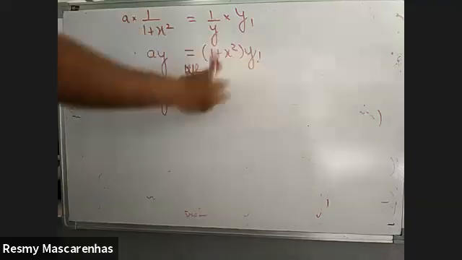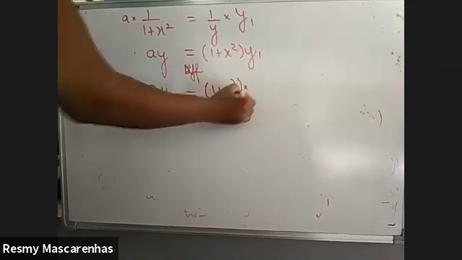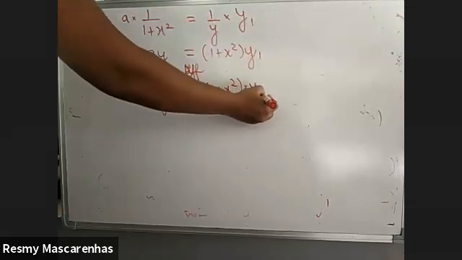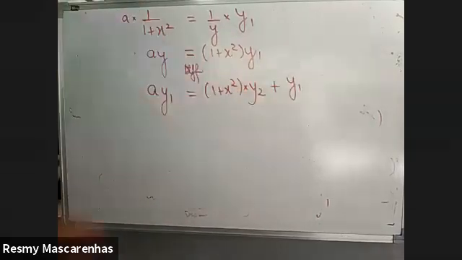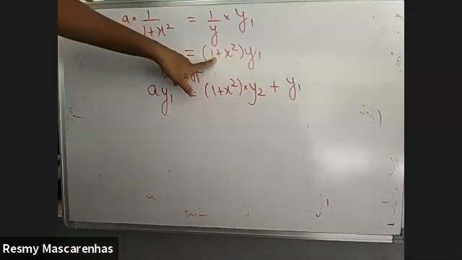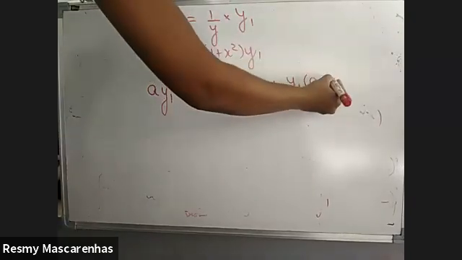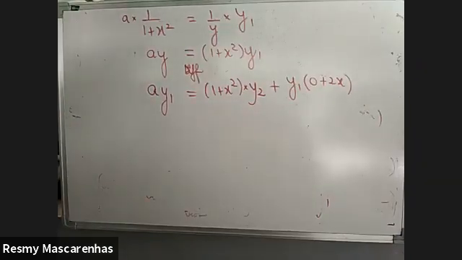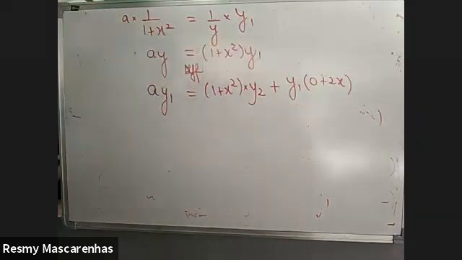So u into derivative of v. This will be 1 plus x square into derivative of y1, which will be y2, plus v into derivative of u. Now I want the derivative of this: 0 plus 2x. Okay. u into derivative of v plus v into derivative of u.